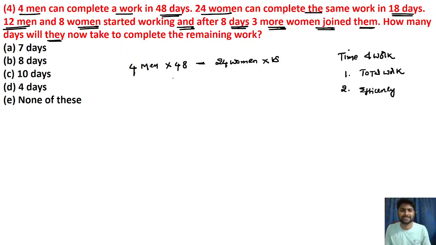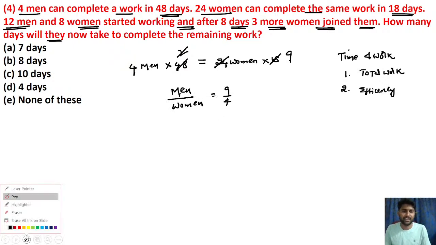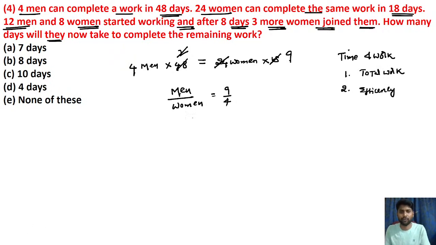Now we just understand that there is a respective efficiency. So if the work is the same, you have to identify what the respective efficiency is. You just cancel: 24 twos are 2, it becomes 9 times. Now the ratio of efficiency, men divided by women, is 9 by 4 units. It means if men complete 9 units, at the same time women can complete 4 units.